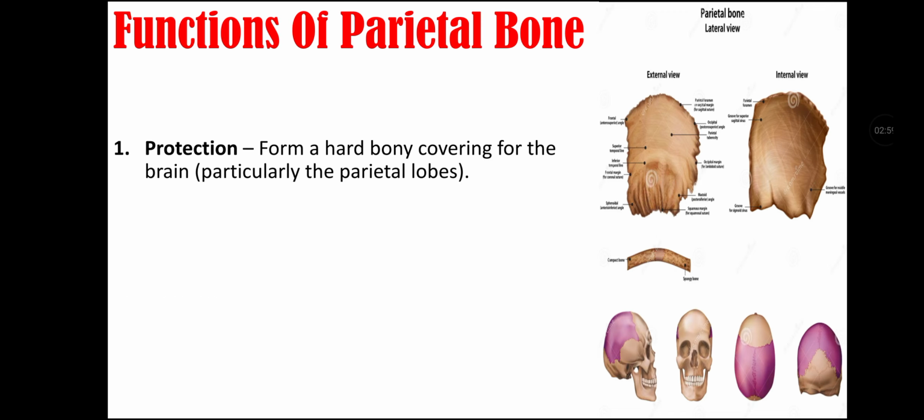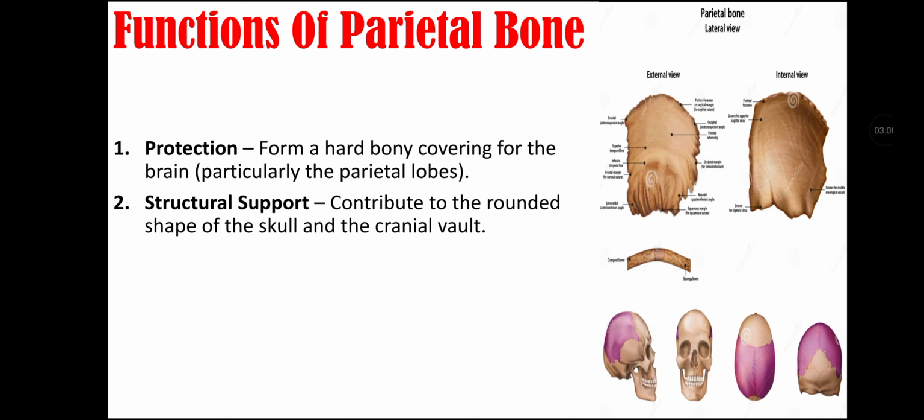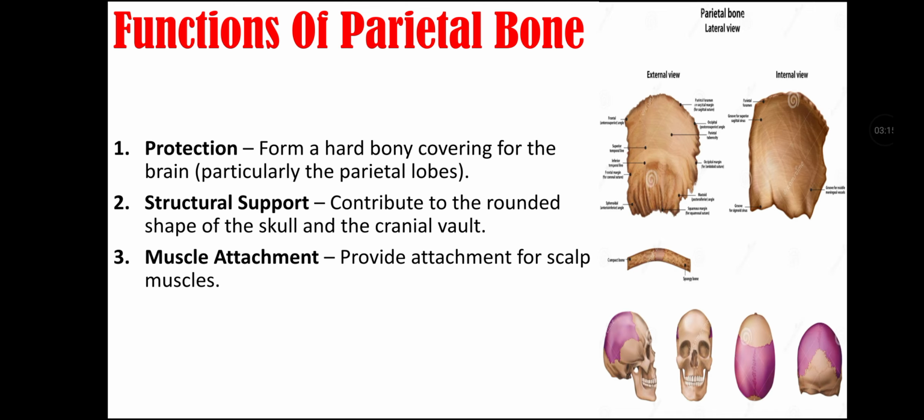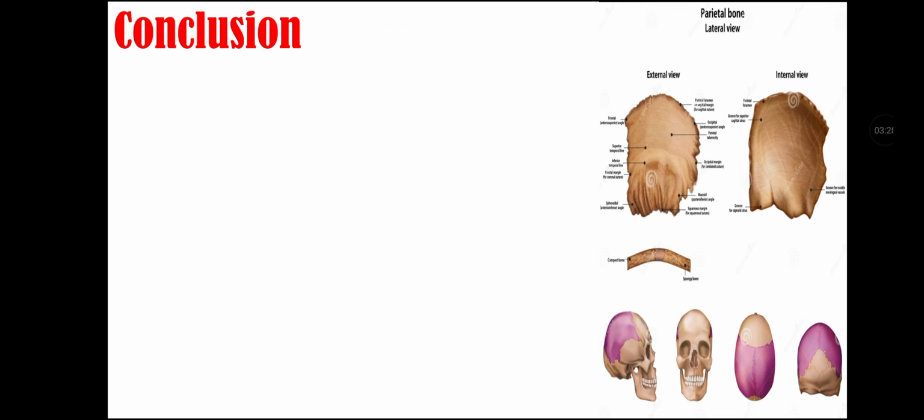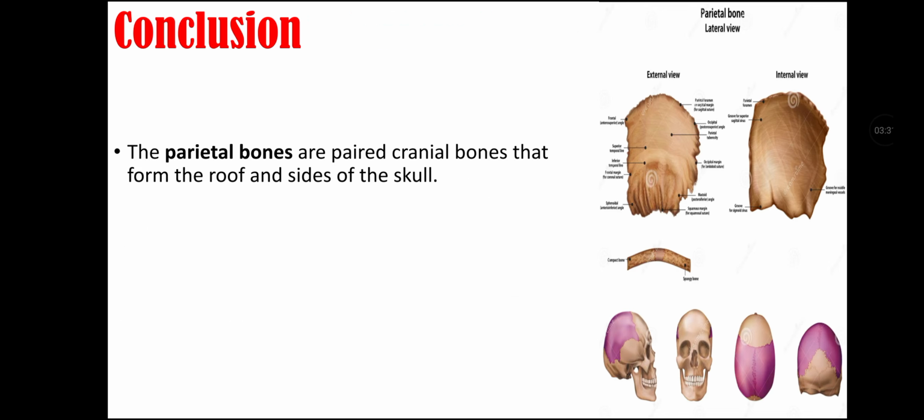Functions of parietal bone. The first function is protection, as parietal bones form a hard bony covering for the brain, particularly the parietal lobes. The second function is structural support, as the parietal bone contributes to the rounded shape of the skull and cranial vault. The third function is muscle attachment, as this bone provides attachment for scalp muscles. The fourth function of parietal bone is sutures landmark, as this bone forms key cranial sutures like the coronal suture, sagittal suture, and lambdoid suture.